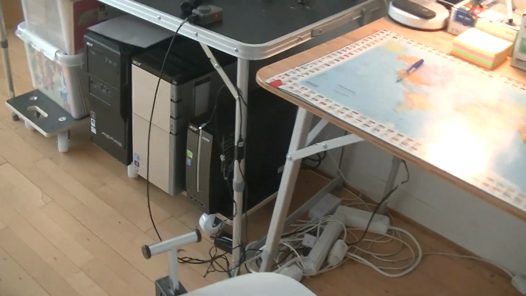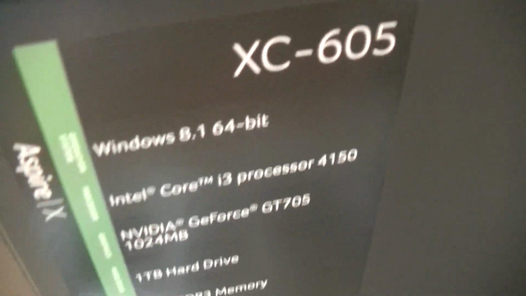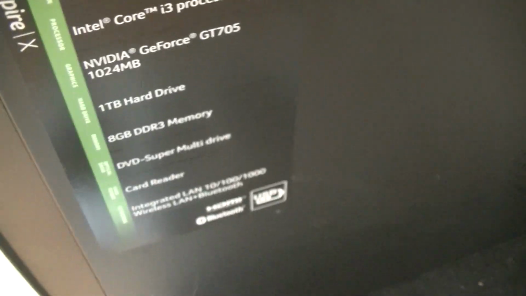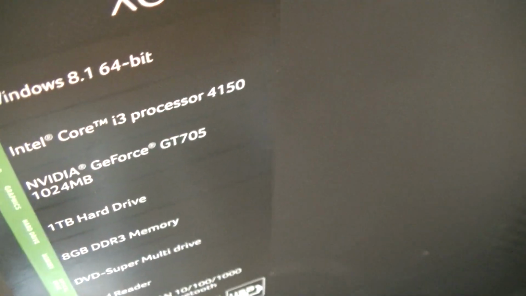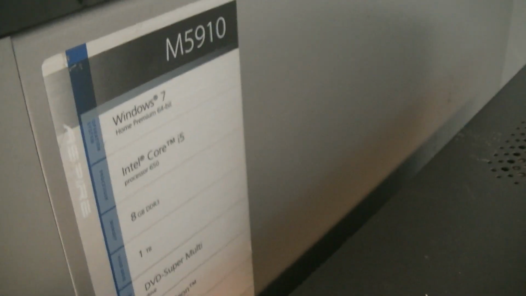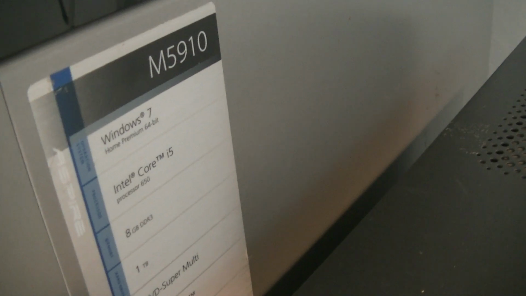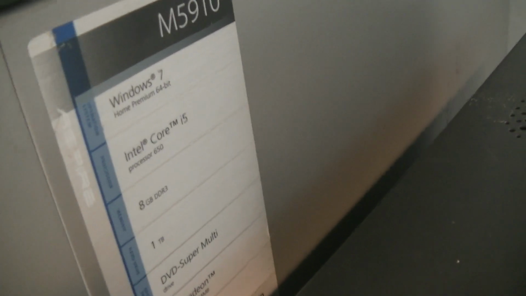Yes, I have to read about this Acer Aspire XC6, but there's nothing about this model. This is an i3 4th generation. There's nothing about this model. The M5910, that's an i5 650, Intel Core 1st generation. So there's nothing on Wikipedia about that.